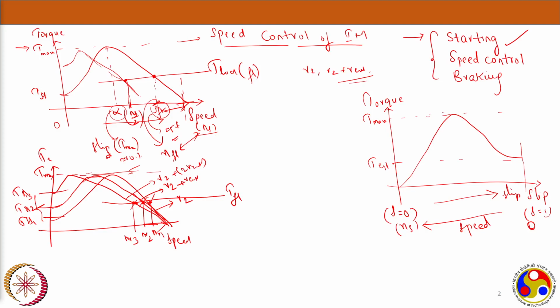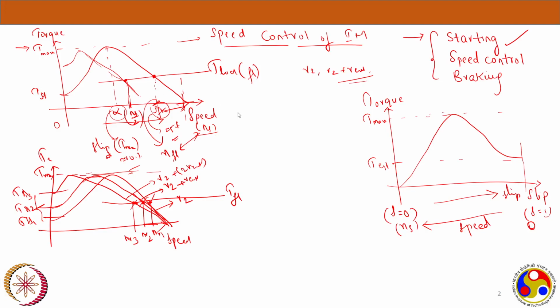Is there any problem with the method we are following here? Everything is good, right? Starting torque is improving, and it is able to have a good smooth variation in the speed. Slip ring induction motor means we can easily add resistances. What's the problem with the circuit? There is only one problem.